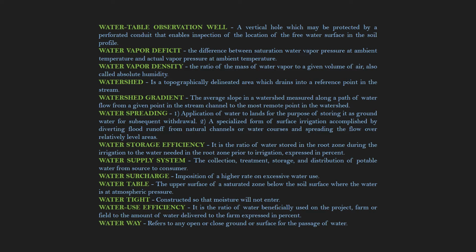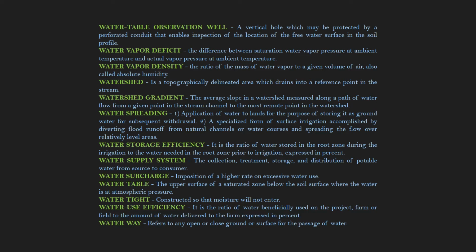Water vapor deficit. The difference between saturation water vapor pressure at ambient temperature and actual vapor pressure at ambient temperature. Water vapor density. The ratio of the mass of water vapor to a given volume of air. Also called absolute humidity. Watershed. A topographically delineated area which drains into a reference point in the stream. Watershed gradient. The average slope in a watershed measured along a path of water flow from a given point in the stream channel to the most remote point in the watershed.